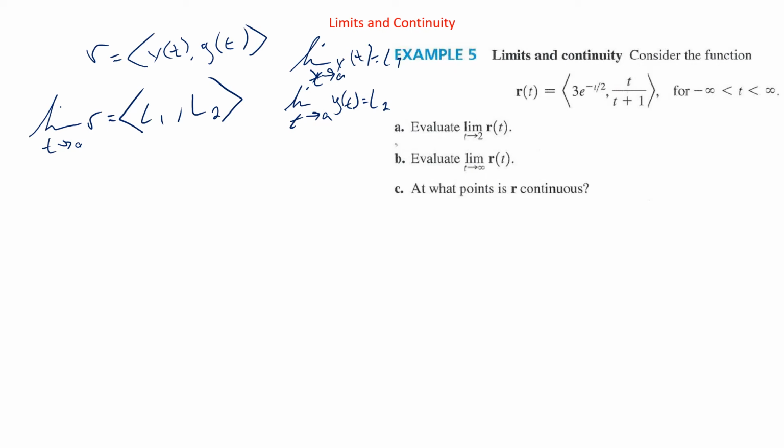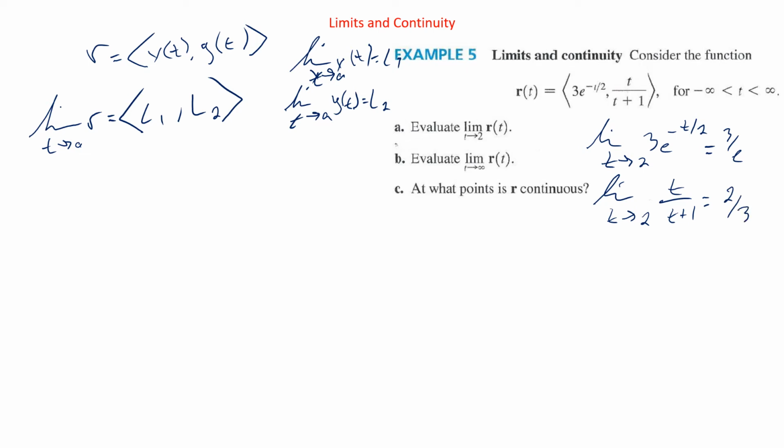So for the limit as t goes to 2, in the first one, we'll have the limit as t goes to 2 of 3e to the negative t over 2. That is going to equal, we can plug in 2, we get e to the negative 1 times 3, which will be 3 divided by e. And e is just a number, so it's like 3 divided by 2.7, so this is going to be 1 point something. And then the limit as t goes to 2 of t over t plus 1, that's going to be 2 over 2 plus 1, which will be 2/3.